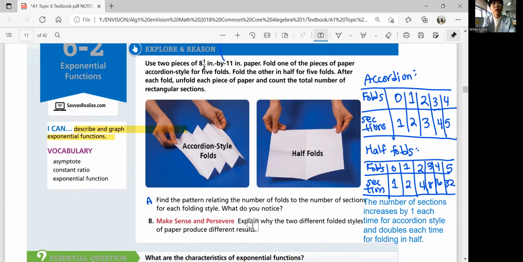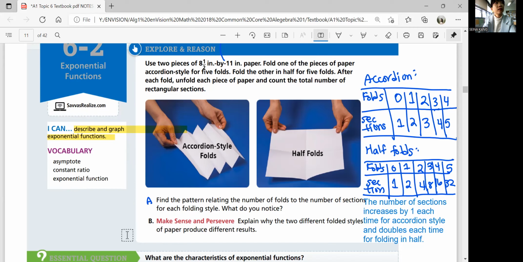Part B, explain why the two different folded styles of paper produce different results. Why do we have different results? Folding in half, you're dividing all sections in half. But the accordion style, you're just folding whatever is left, the bigger section. So you're not dividing all sections. So there's no overlapping lines.